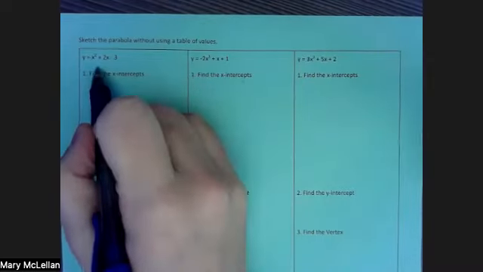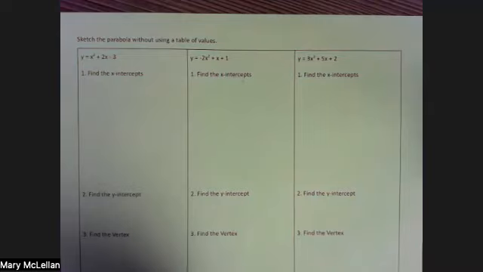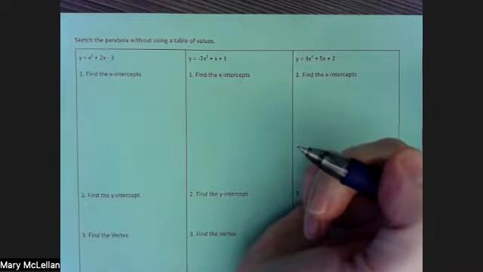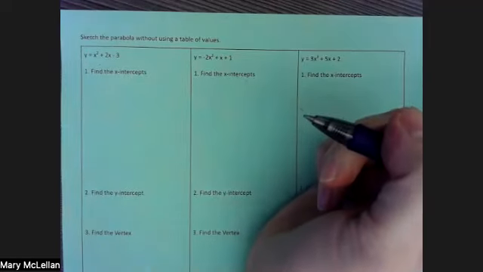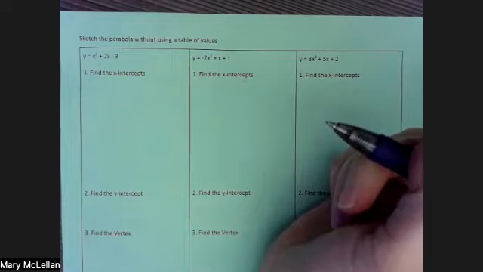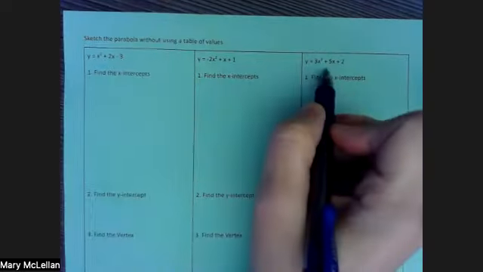Okay, now we're going to sketch parabolas without a table of values, and this is very important. So let's see. First one, I have y equals x squared plus 2x minus 3. In order to find the x-intercepts, I need to factor and apply the zero product property. Some of you know how to use the quadratic formula. It's not the better choice, even if everybody knew how to use the quadratic formula. The best choice here is factoring because these are easy to factor.